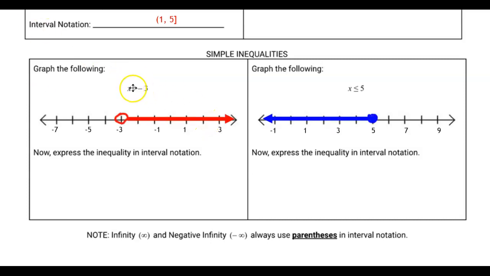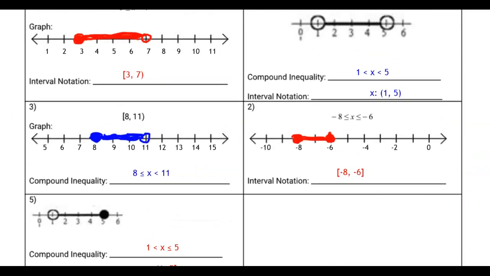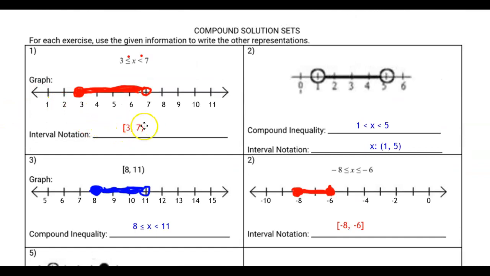Baby stuff here. X is greater than -3, so starting at -3, open circle, shaded upwards. X is less than or equal to 5, closed circle at 5, shading downwards. Now, if we want interval notation, remember, with any interval notation, we had a starting value and a stopping value, right?